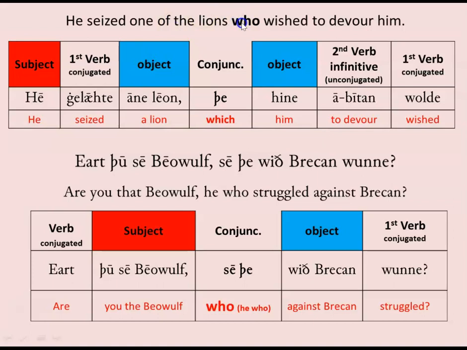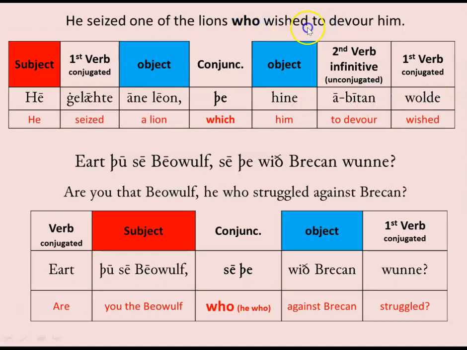He seized one of the lions who wished to devour him. He yalachte ana leon the hina beaten walde. Subject, conjugated verb, object, the accusative, ana leon, a lion, one lion. Conjunction the, which, and in this case, hina, him, is the object here. The second verb is the infinitive, beaten, and the primary verb.